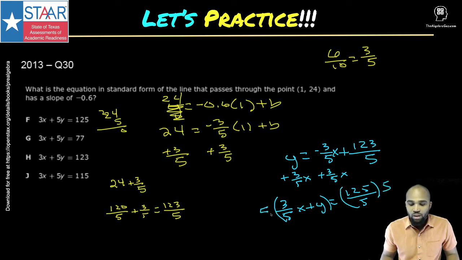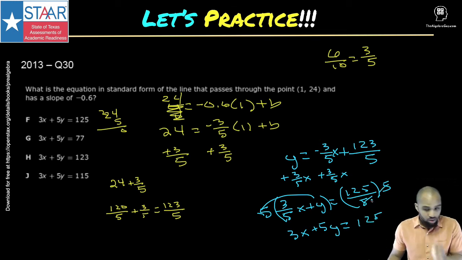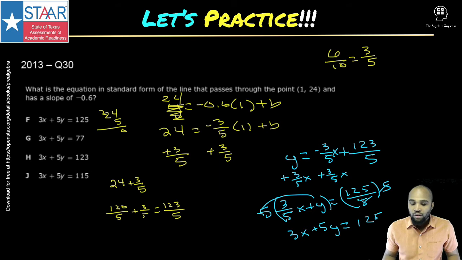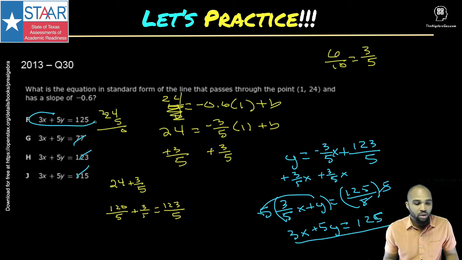So I need to multiply this by 5. 5 times this is going to cancel out these 5s, and now I'm just left with 3x. Distributing this 5 to the y is going to give me a 5y. And canceling those out will give me a 125, because these will cancel out once you multiply those, or think of it as division. So now I'm left with this as my standard form: 3x plus 5y equals 125. And here it is right there.